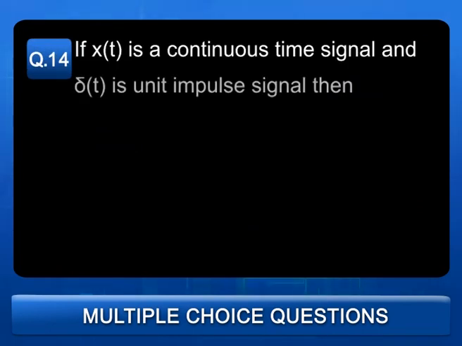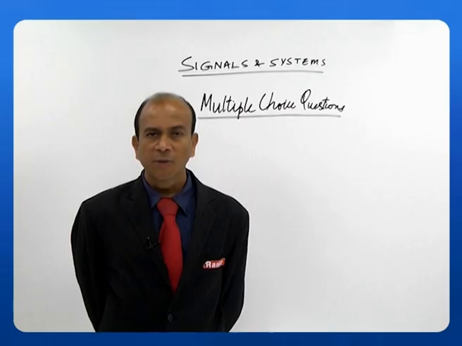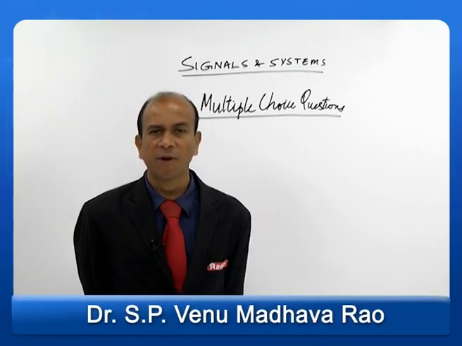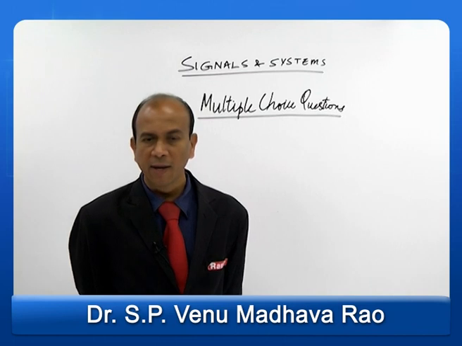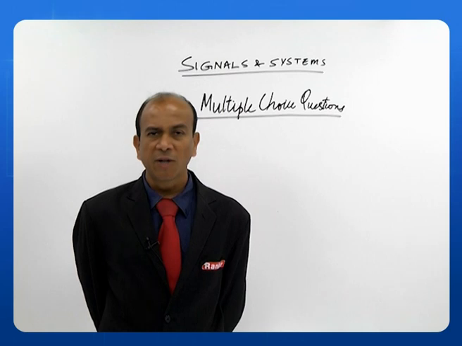Now let us see question number 14. So what does question number 14 say? If x of t is a continuous time signal and delta of t is a unit impulse signal, then integral x of t delta of t dt will be A, x of t, B, delta of t, C, x of t delta of t and D, delta of t minus tau. So by the method of elimination, we can remove D completely because there is no tau that is involved in our integration or in the equation. So remove D. And when we integrate x of t delta of t, we know that integral of a delta of t signal is 1.